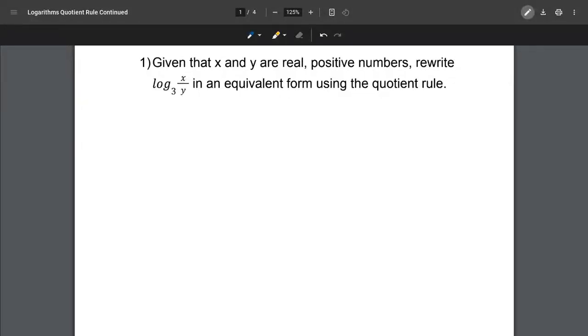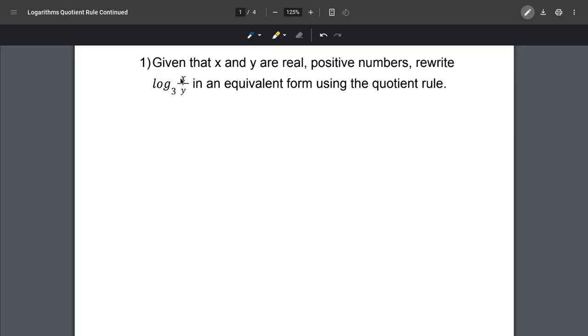In this video, we're going to use both the quotient and the product rule to simplify logarithmic expressions. So let's look at this first problem. Given that x and y are real, positive numbers, that's important, rewrite log base 3 of x over y in an equivalent form using the quotient rule.